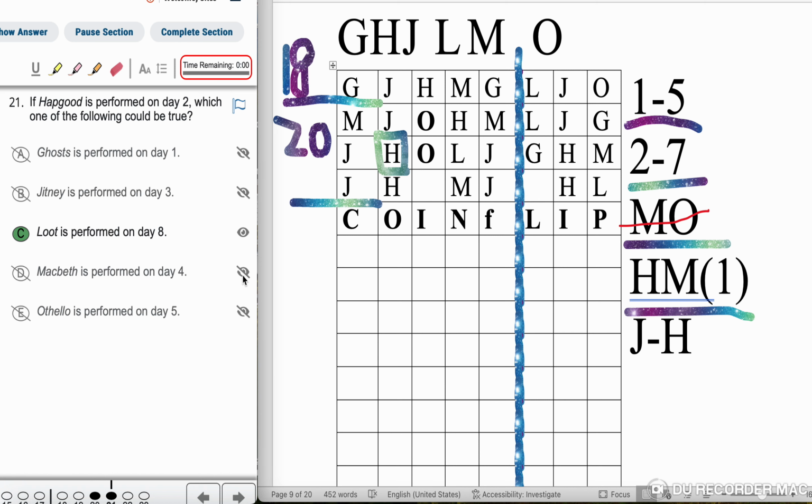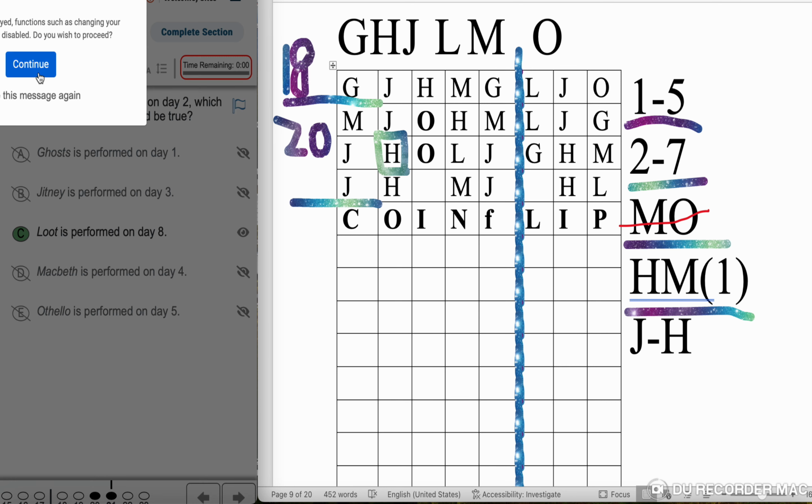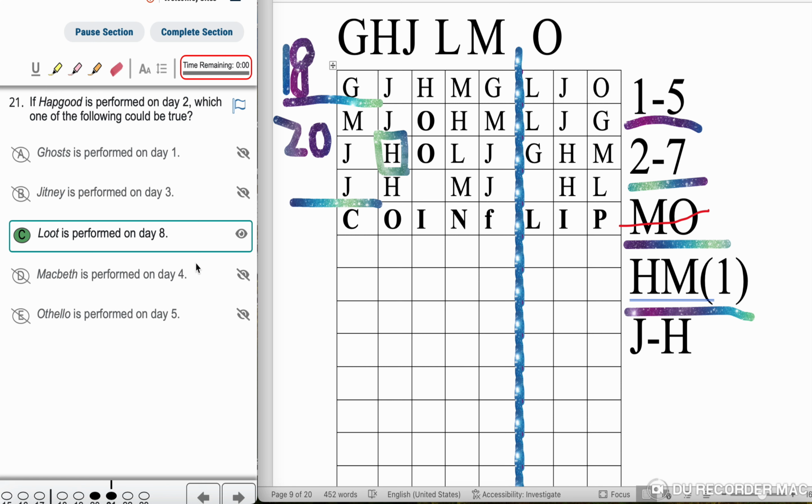Process of elimination and also the coin flip was able to give us choice L. So let's see if we're correct. And the answer is going to be C. L is performed on day 8. I hope that trick helps you out with the coin flip. It's just a fast way of being able to see which possibility is an option.